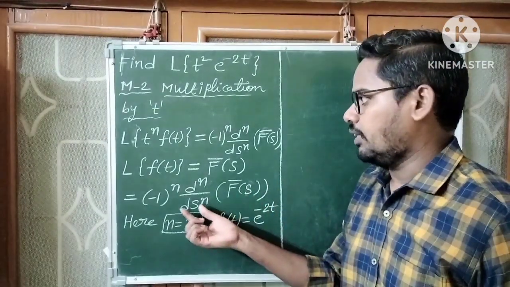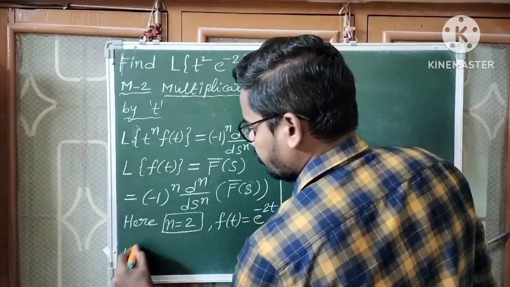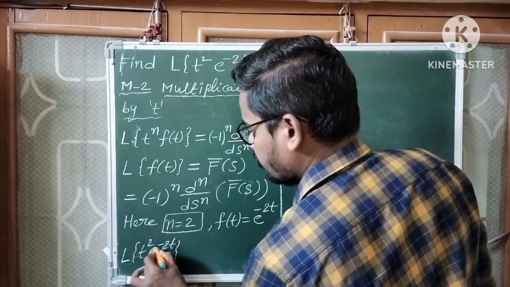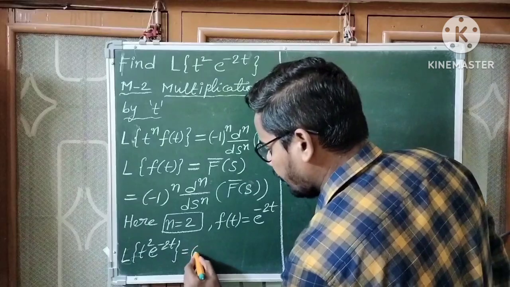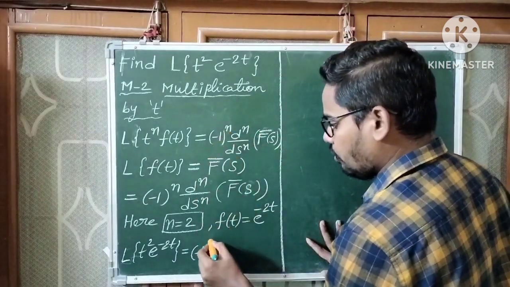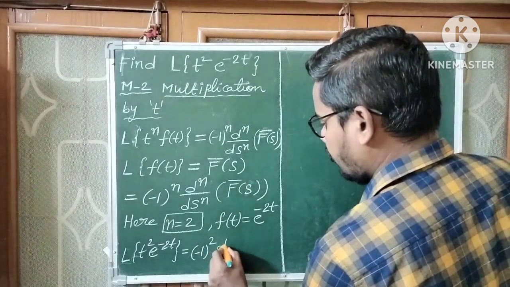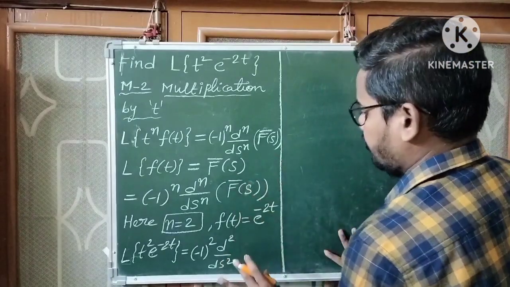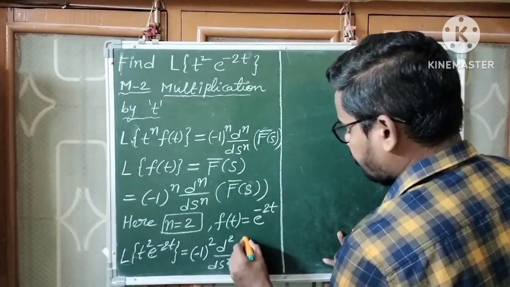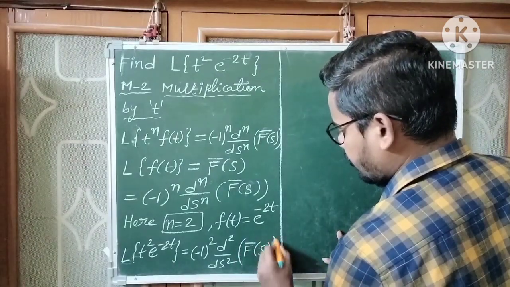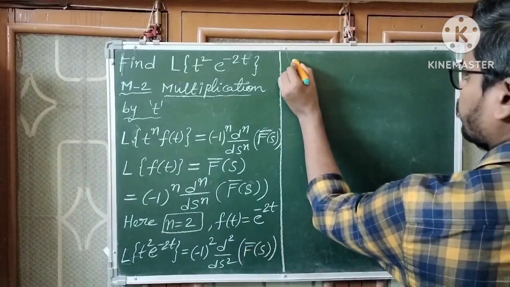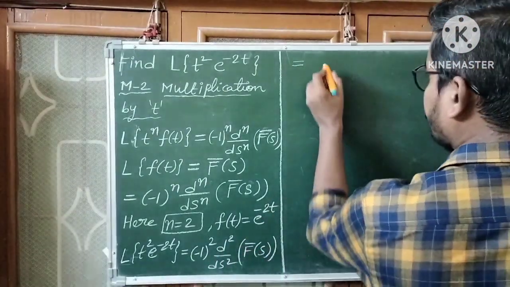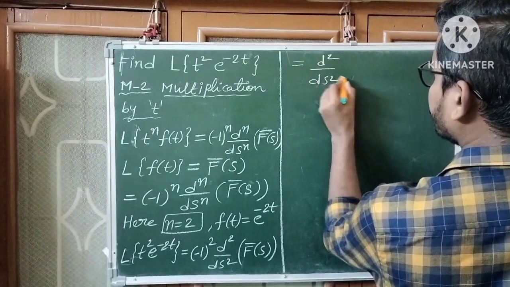Simply apply this formula. Now the Laplace transform of t square e power minus 2t is equal to minus 1 power n, where n is equal to 2, so minus 1 whole square, d square by ds square, of F bar of s. F bar of s we can find later. Minus 1 whole square means plus 1, minus 1 into minus 1 is plus 1. So we have d square by ds square of F bar of s.